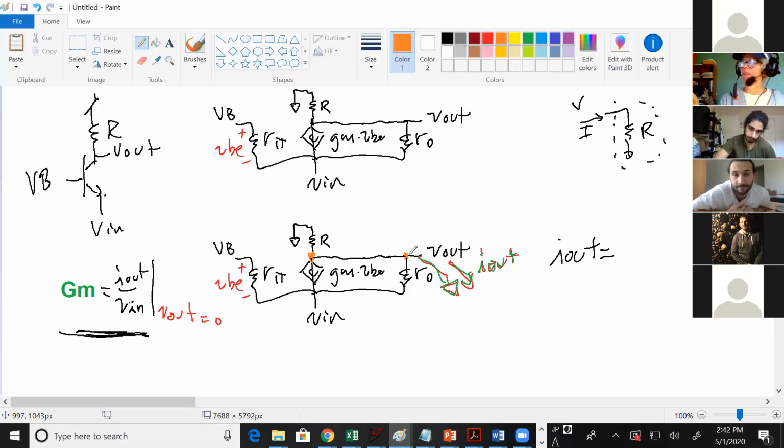The collector resistor is shorted out. So when you're doing the small signal analysis to find GM, you zero the V out. So this node is 0, but the other side of R is also 0. So there's 0 on both sides of this resistor, so it just goes away. No current goes through it, so you can just get rid of it. Okay, so then back to I out. What did you get for your I out equation?